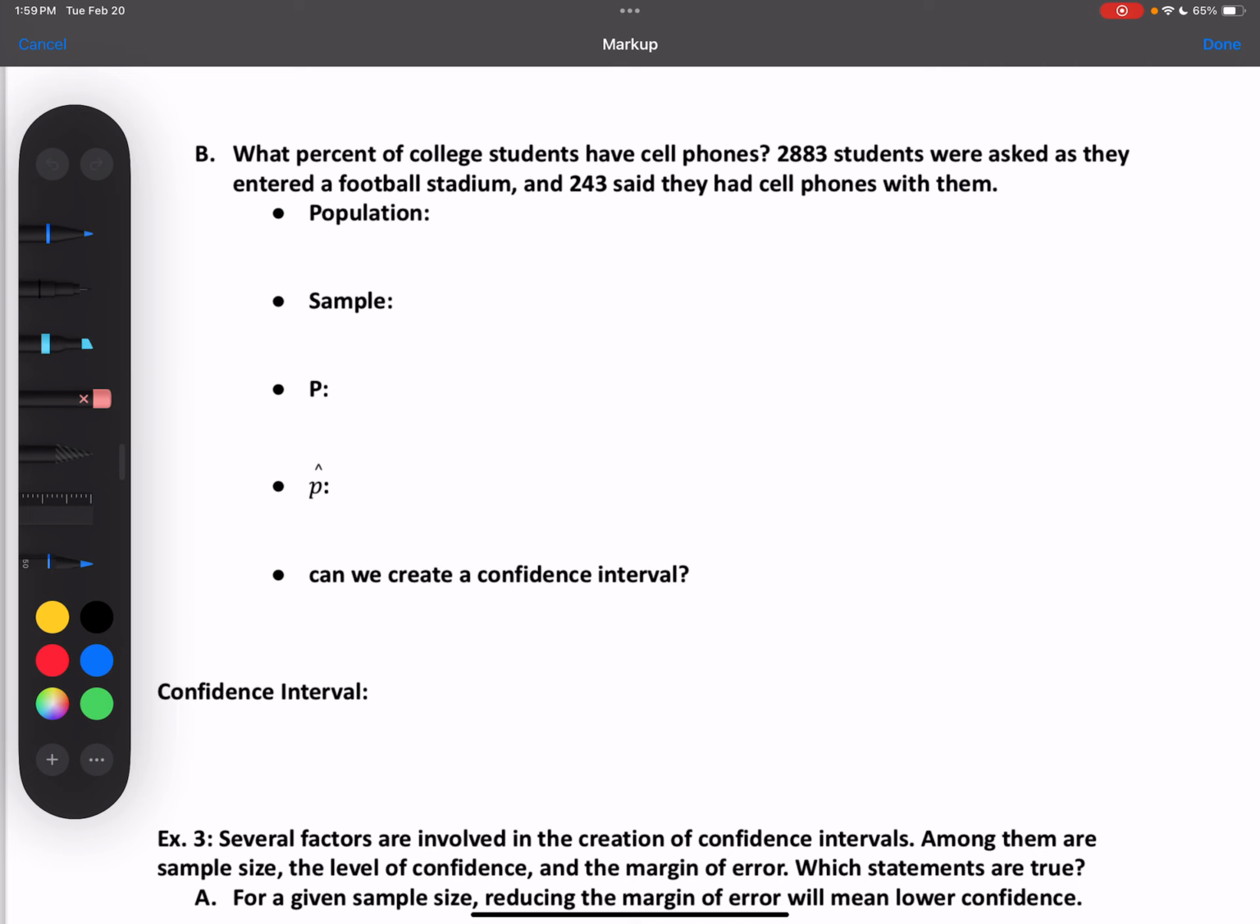All right, so what percent of college students have cell phones? This is the same thing we just did in the last problem; we're just doing a second one. 2,883 students were asked as they entered a football stadium, and 243 said they had cell phones with them.